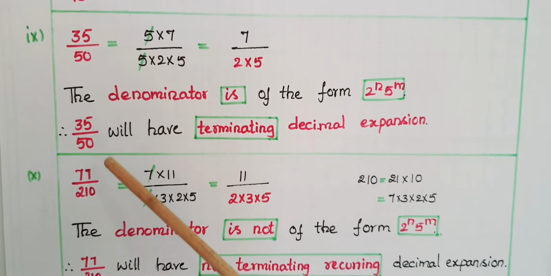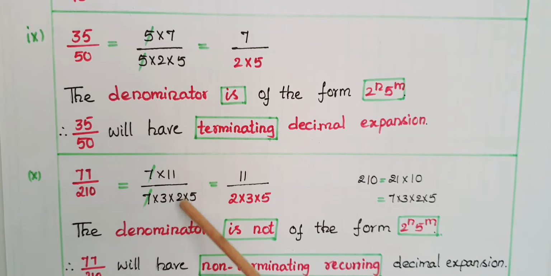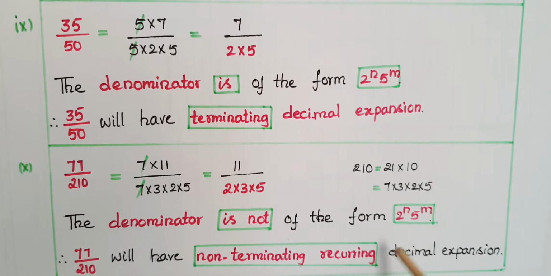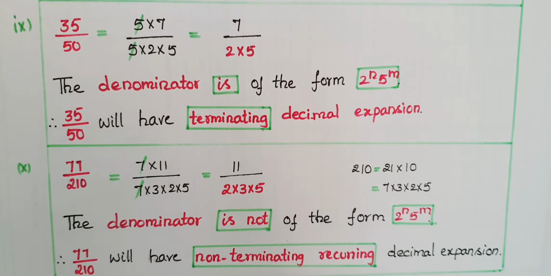Next one is 77 by 210. That is equal to 7 into 11 by 7 into 3 into 2 into 5. 210 you can write like this. That is equal to, cancel 7 here, 11 by 2 into 3 into 5. The denominator is not of the form 2 to the power of n into 5 to the power of m. Here 3 is also there. Therefore, 77 by 210 will have non-terminating recurring decimal expansion.